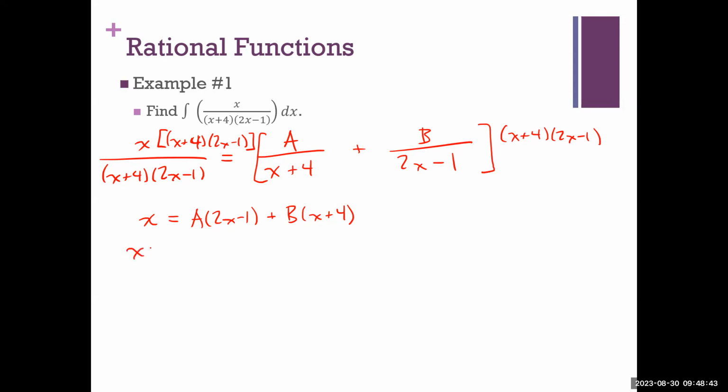So let me do some expanding here. x equals 2ax minus a plus bx plus 4b. Let's also group things up. These things have x's: 2a plus b. And what things are constant? Plus negative a plus 4b. So on the left, I simply have x. On the right, I have some terms that have x and some terms that are constant.